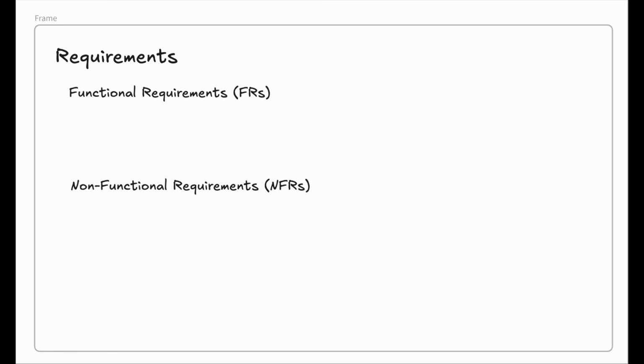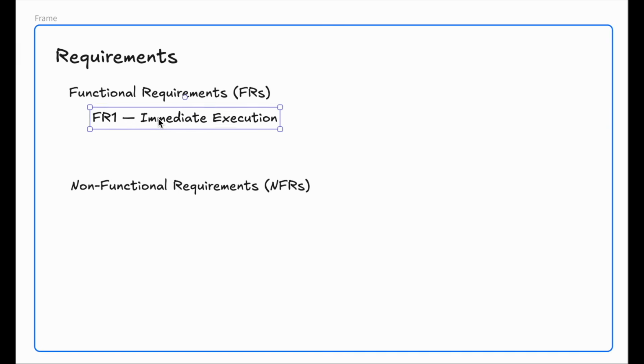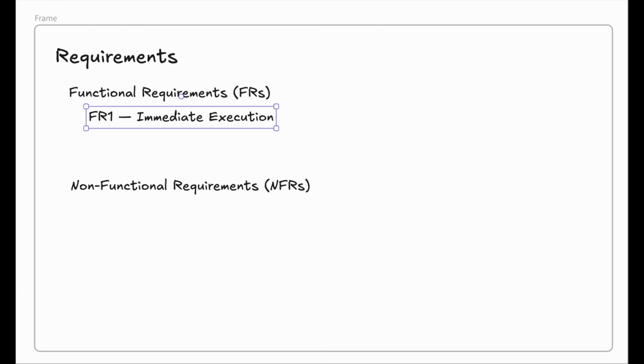Now let's first talk about the requirements. As for the functional requirements, they are pretty straightforward. Functional requirement number 1, immediate execution. The scheduler must support run now jobs. These are tasks that should begin execution as soon as they are submitted. No delays, no time math, just enqueue and go.